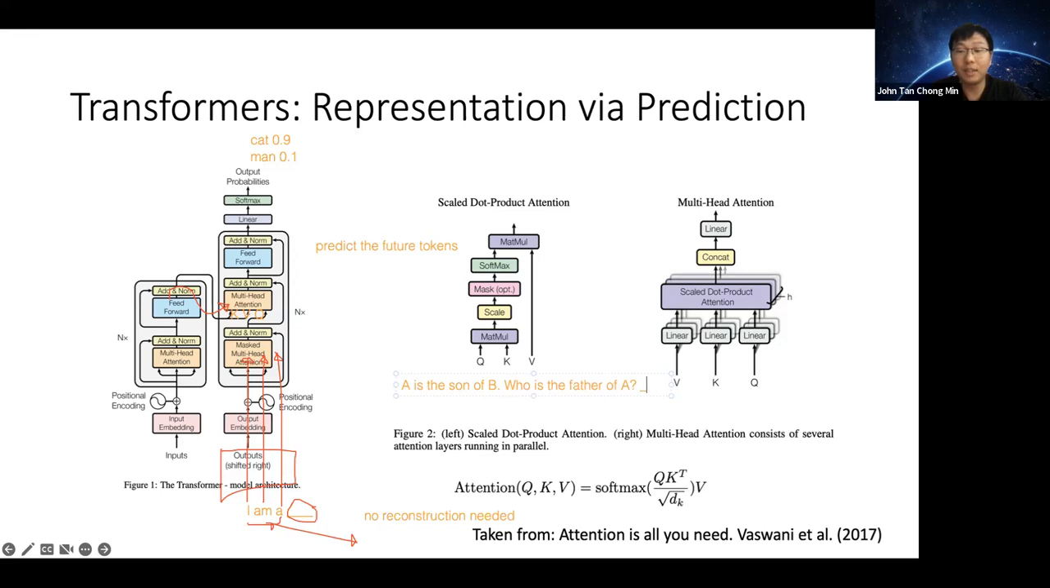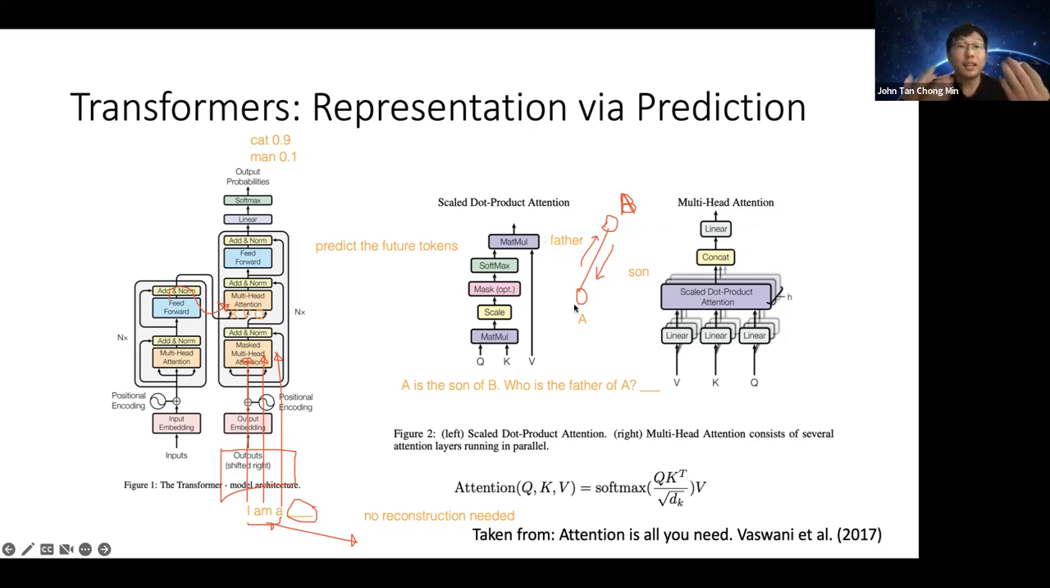If you have a blank over here, assuming you have question answer datasets like this, you can learn things like the father-son relationship. For example, if you talk about symbolic representation, you can have A, which is B, and then down here will be son of, and down here will be A. And then if you reverse the direction here, this one will be father.